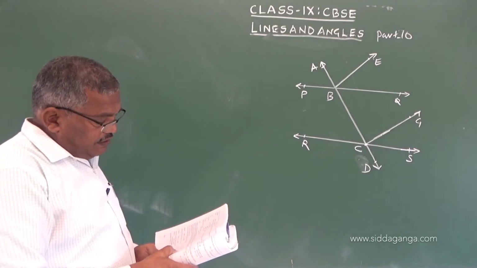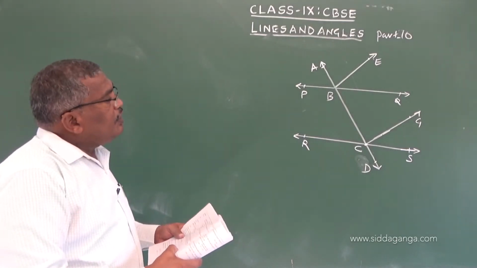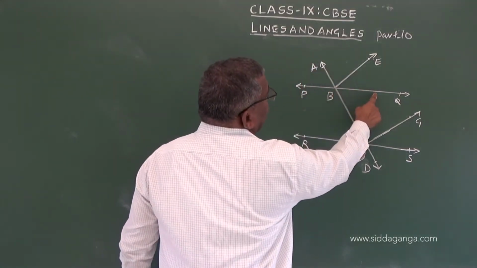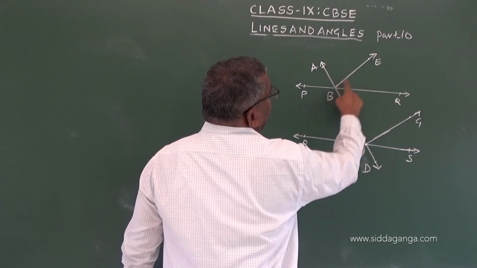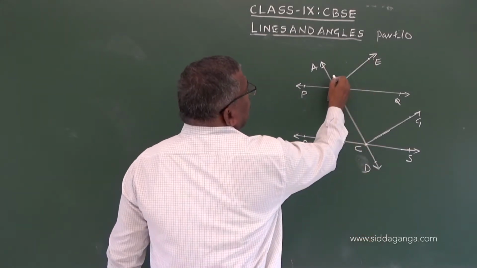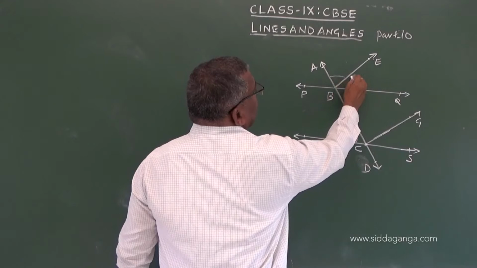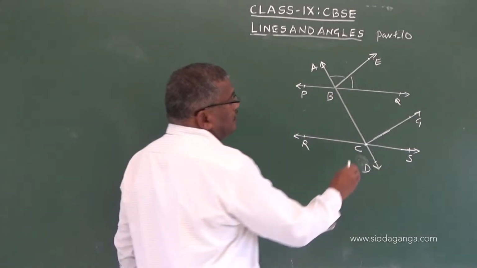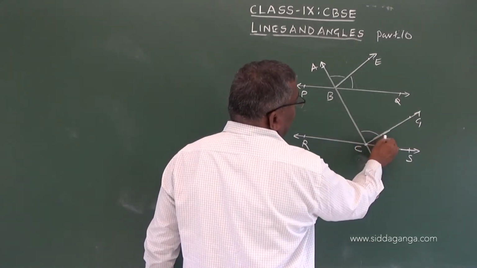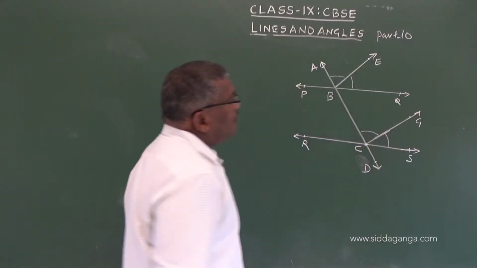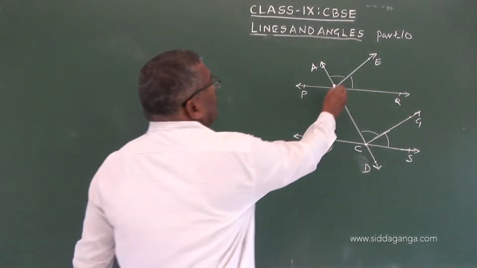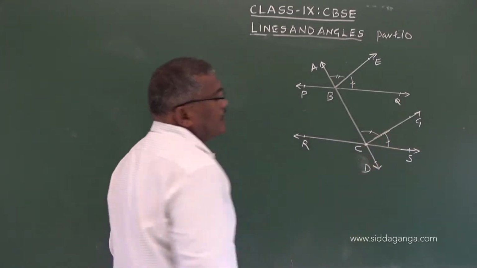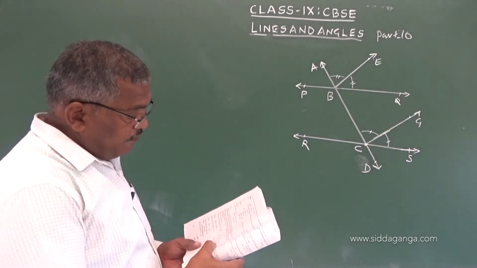Ray BE is the bisector of ABQ. So ABQ is this angle, BE is the angle bisector, meaning these two angles are equal. And it is given this is also an angle bisector, these two are equal. So this angle equals this angle and this angle equals this angle. So this is what is given.